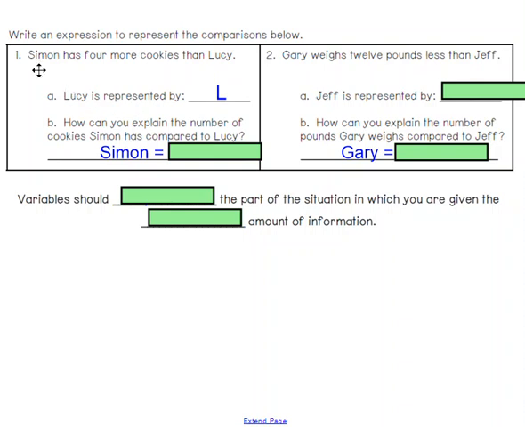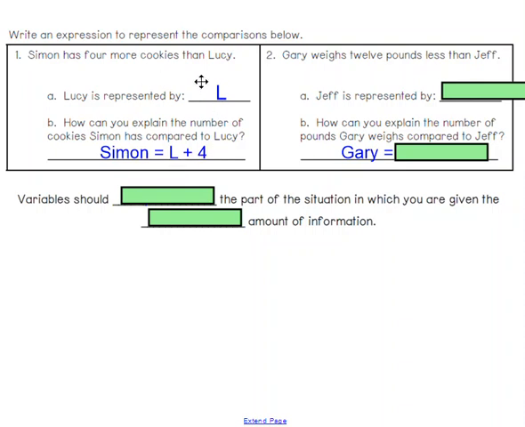We'll go back to the sentence here. Simon has 4 more cookies than Lucy. So if you think about what Lucy has, Simon's is 4 more than that. So if Lucy has 2, Simon has 2 plus 4. If Lucy has 1,000, then Simon would have 1,000 plus 4. So if we want to show this with an expression, Simon's total is equal to, any guesses? Lucy's total plus 4. Okay, so we can just show this with an equation. Now I could even have just used S equals Lucy's plus 4. S equals L plus 4.